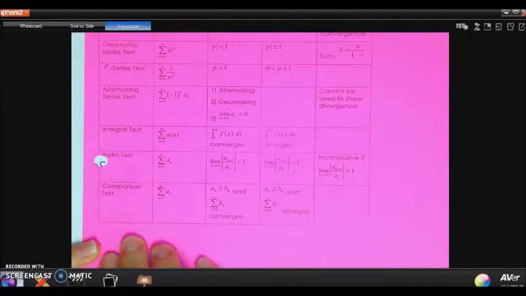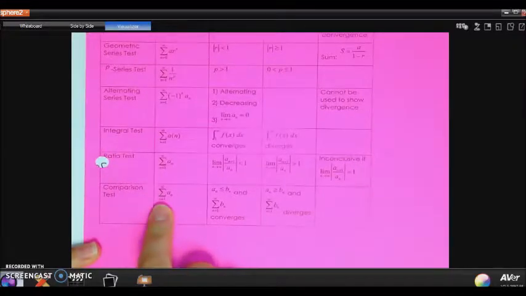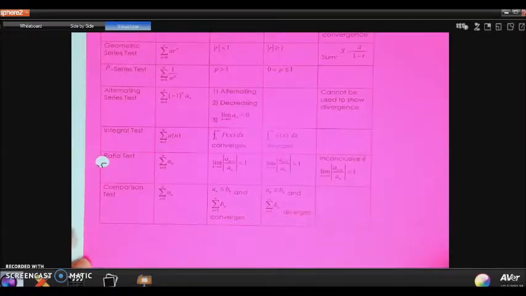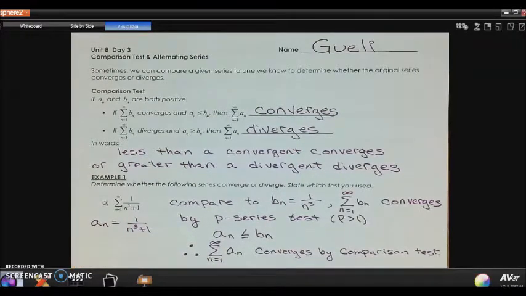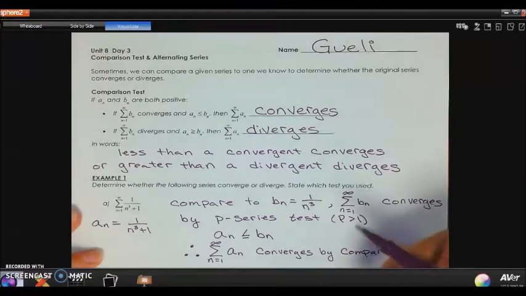It's the one at the very bottom, and again we're trying to determine if a particular series converges or diverges. What the comparison test says, basically, is if you know something is smaller than something that already converges, then it also converges. Think about it this way: if Sally is short, and her brother is shorter than Sally, then you know her brother is short as well. So that's what it's saying.